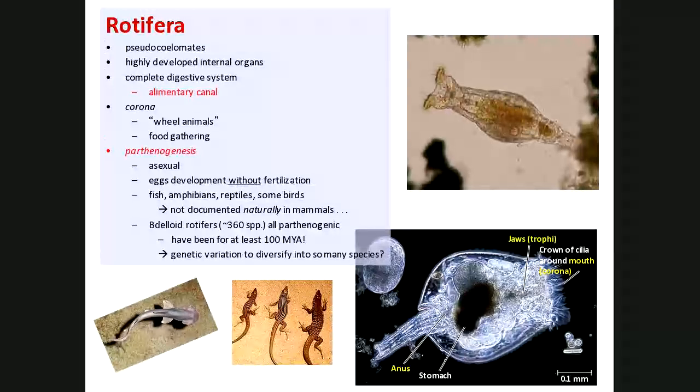They're actually an animal. They have highly developed internal organs, a complete digestive system, so what we call an alimentary canal. We sometimes call them wheel animals because of this thing called the corona. And if you look in the picture, you can see where the wheel comes from. The corona, they're filter feeders. So they use cilia, once again, to move the water around, and under a microscope, it kind of looks like it's spinning. So that's where the wheel animals comes from.